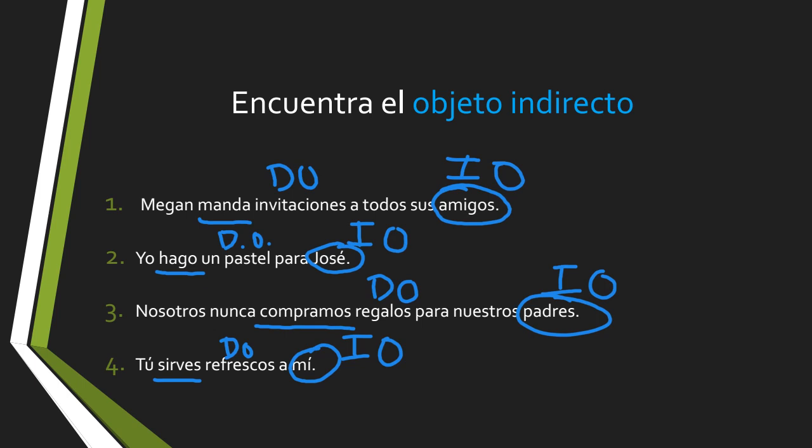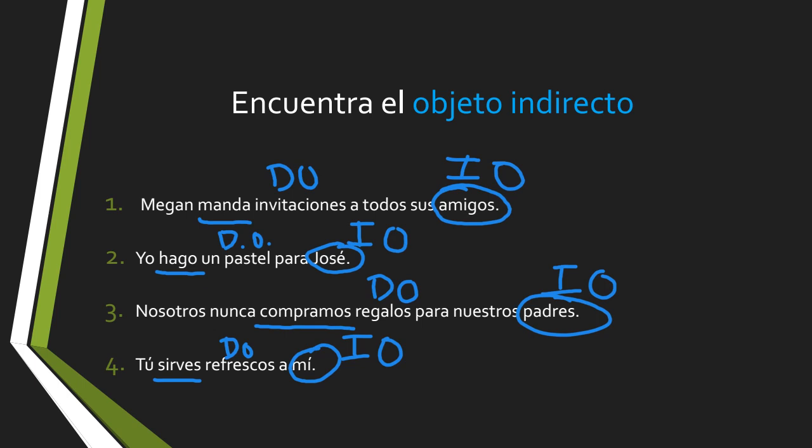All right, so now that we've found our indirect objects in our sentences, let's talk about why we would want to use indirect object pronouns to replace these indirect objects. So once we've established what we're talking about in our sentence, we don't like to keep repeating those nouns over and over and over again. So in that first example, Megan sends invitations to all of her friends. Once we've established that she's sending invitations to her friends, later on in the conversation, if we repeat that phrase again to clarify or something like that, then we might want to use an indirect object pronoun to replace friend.